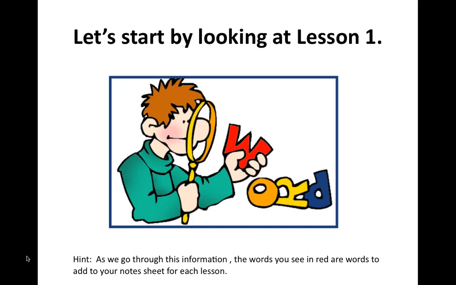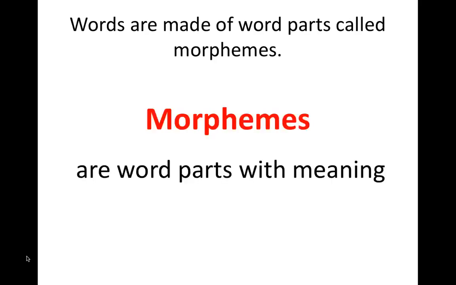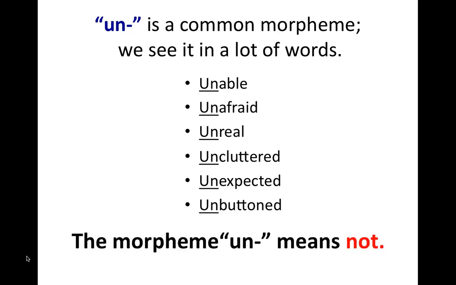So let's get started. Words are made of word parts called morphemes. Morphemes are defined as word parts with meaning. Un is a common morpheme which is seen in a lot of words such as the ones that are listed here on the screen. If we stop to think about the morpheme un, we probably already know that un, when it stands alone, isn't a word, but it does have meaning. It means not, and when added to a word, it changes the word's meaning.